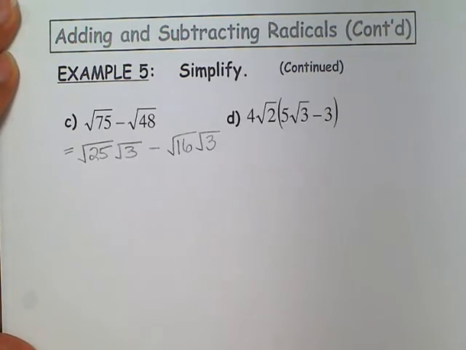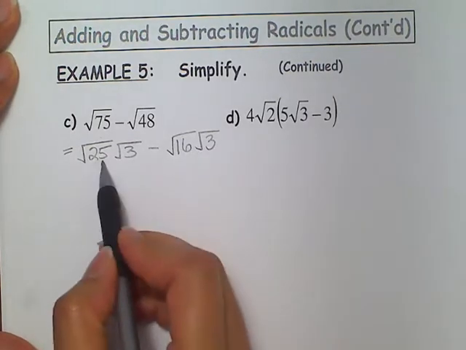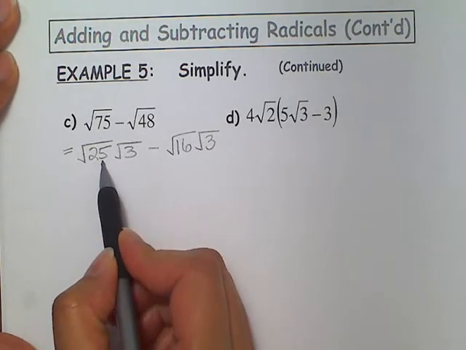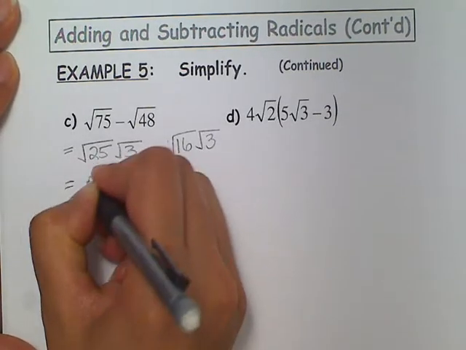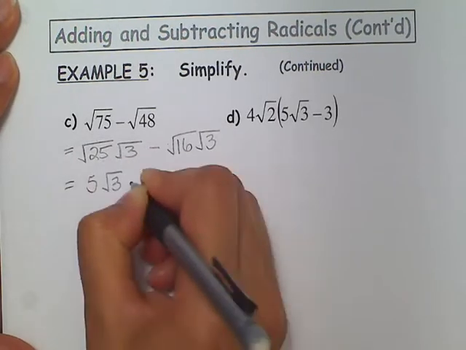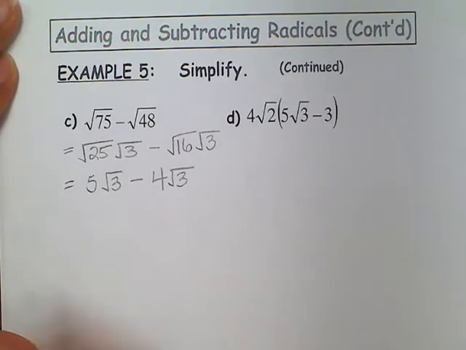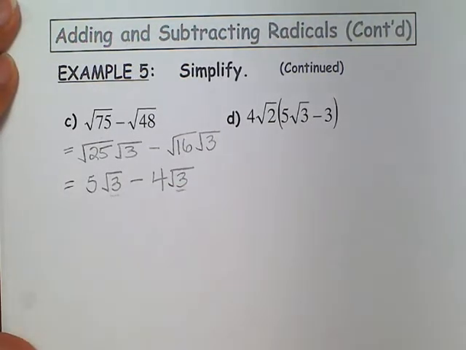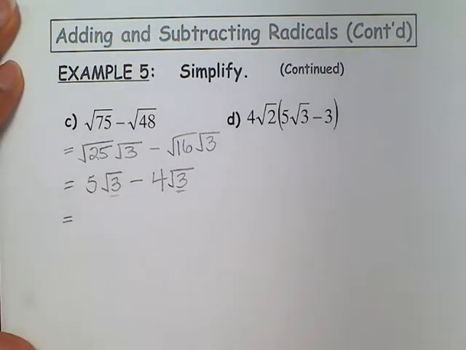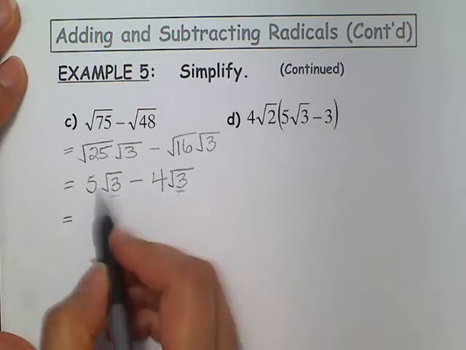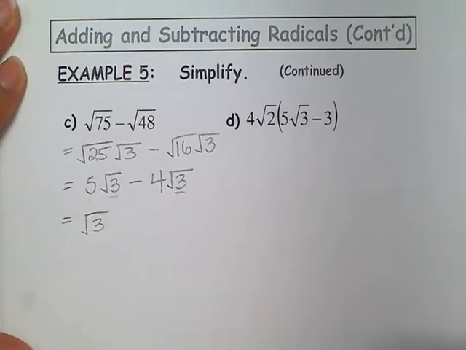Now again, I'm going to emphasize this. You have to break it down into one perfect square factor and then another factor that comes with it. So you need to make sure the first factor that you choose is a perfect square. Now if I simplify this, I get 5 times the square root of 3 minus the square root of 16, which is 4 times the square root of 3. Now you'll notice that they are like radicals. They have the same radicand. Now I'm going to subtract the coefficients. 5 times the square root of 3 minus 4 times the square root of 3. 5 minus 4 is 1, so I end up with the square root of 3.